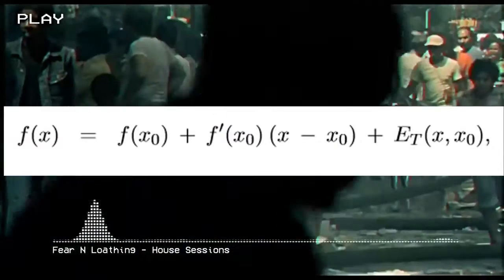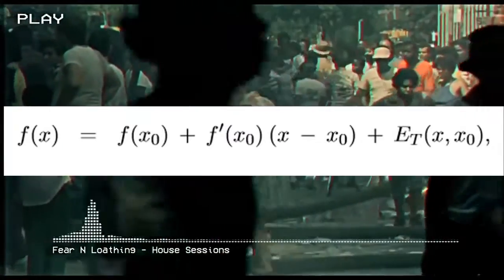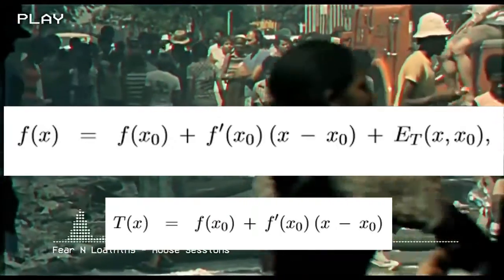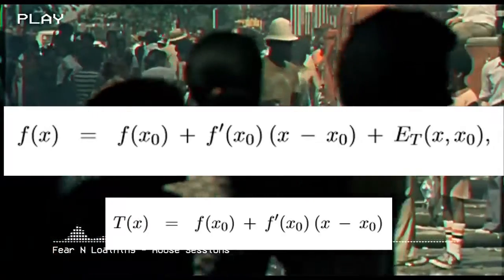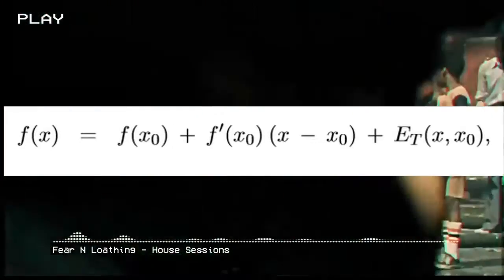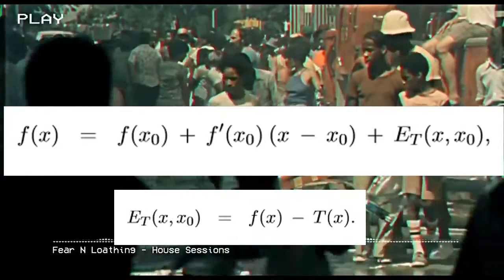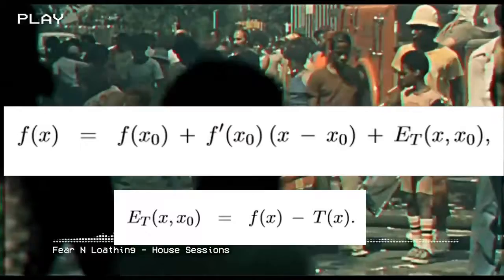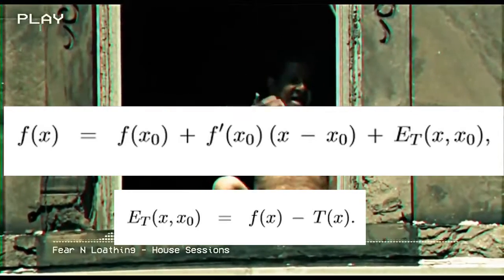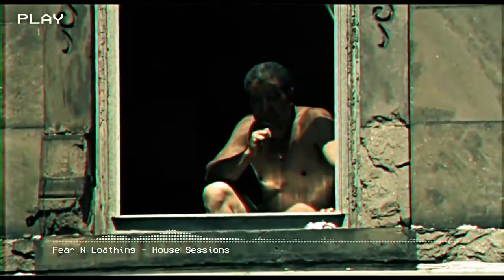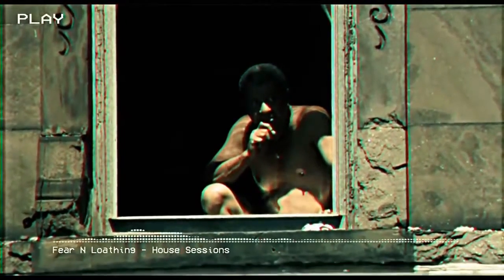If a function f is differentiable, we know that we can approximate its value at the point x0 by its tangent line t. We have the following equation, where the term e_t represents the error between the true function value f(x) and the tangent line value t(x). That is, e_t equals f(x) minus t(x). Another way to look at this is that the tangent line is the best straight line or linear approximation to f at the point x0.